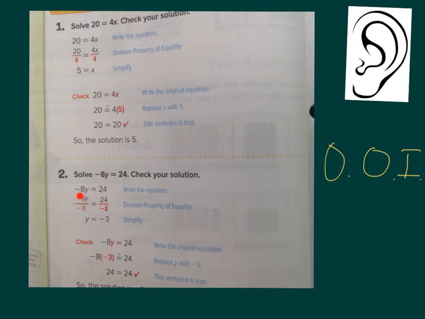Same thing here. We have negative 8 times y equals 24. The opposite of multiplication is division. Therefore, to isolate, opposite operations help me isolate. I divide by negative 8 and divide by negative 8 on the other side of the equal sign according to the golden rule of algebra. So now when I divide both, negative 8 divided by negative 8 is positive 1. 24 divided by negative 8 is negative 3. Therefore, y equals negative 3.